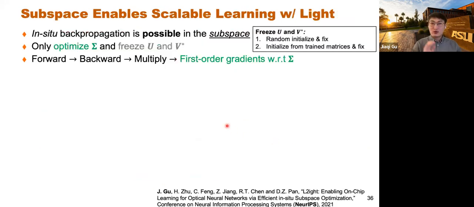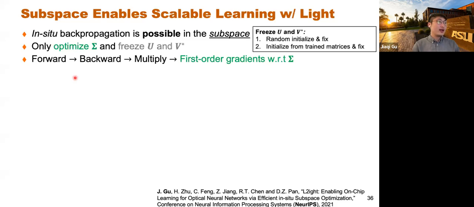And ultimately, those zeroth order optimizations are not scalable to million parameters due to the curse of dimensionality. So the really scalable learning is enabled by subspace optimization. Previously we had the subspace concept for circuit design. Now we have the subspace in terms of training optimization. So we claim in-situ backpropagation is possible if you use subspace optimization, if you perform backpropagation in the subspace. So we freeze U and V, because it's not possible to calculate the gradient for U and V. We only optimize sigma.